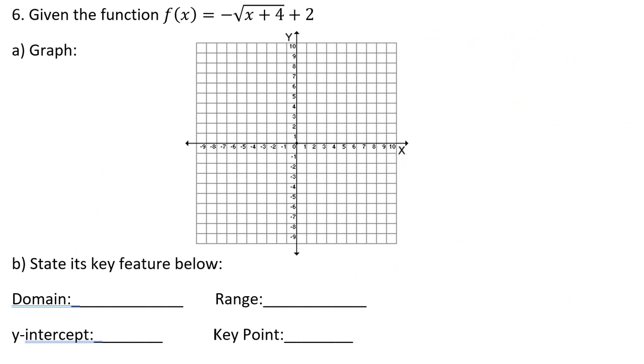Problem 6. We have this square root graph this time. It's a square root because we don't have an index there, which means it's an invisible 2. And they want us to graph it and then state some key features. So we start off by finding the key point first, just like always. And we do that by asking the question, what number plus 4 is equal to 0? Negative 4. The back number is 2, so that's the y part of the key point. And I'm going to plot that. So negative 4, comma 2.